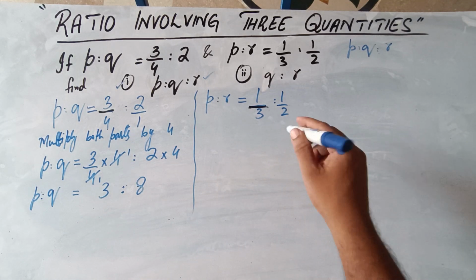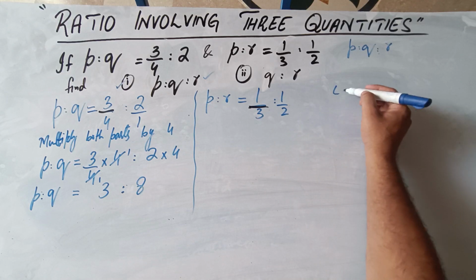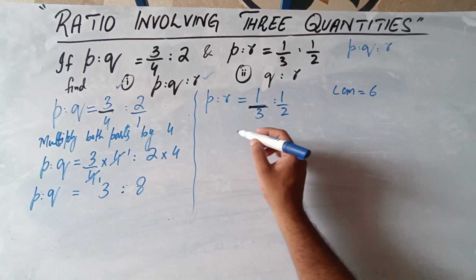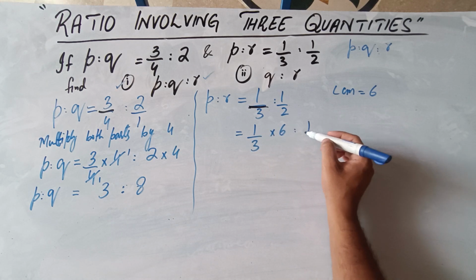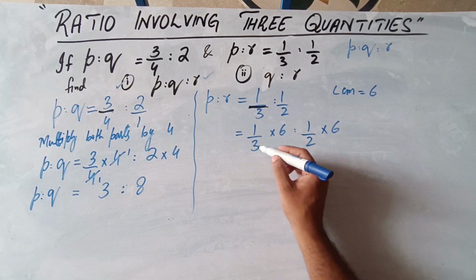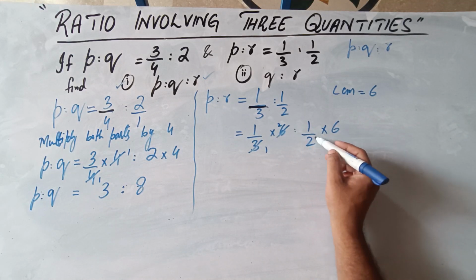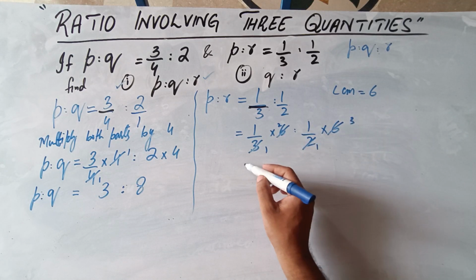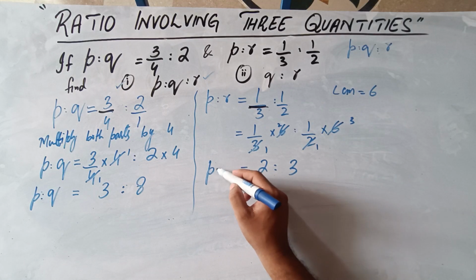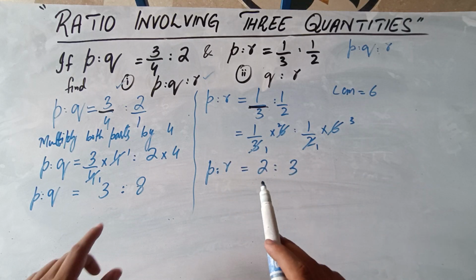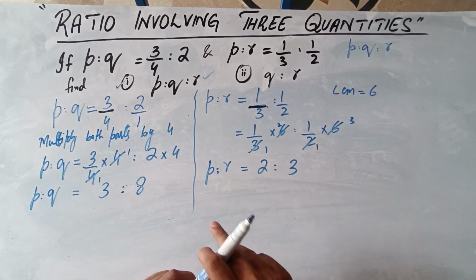Similarly we will do over here. We will find the LCM, and LCM will be 6. Now multiply both parts by 6 to convert them into whole numbers. 3 times 1, 3 times 2, 2 times 1, 2 times 3. So the final is 2 ratio 3. Now it has been transformed into our previous question.